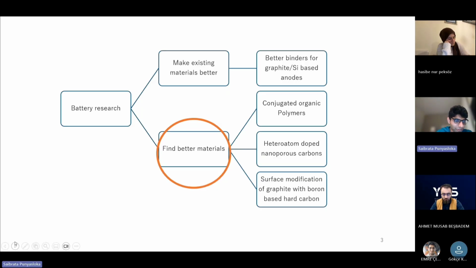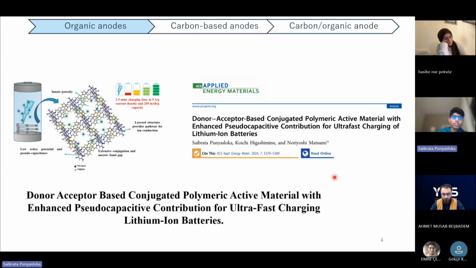These are a few of the things I was working on. Let's see. The first work is where I started with organic anodes, and this was the paper on the right, and this was my abstract art. If you like art, honestly, you can make a lot of money. So that's another career path we can talk about later. This is something I made using PowerPoint. But the topic was donor-acceptor-based conjugated polymeric active material with enhanced pseudocapacitive contribution.